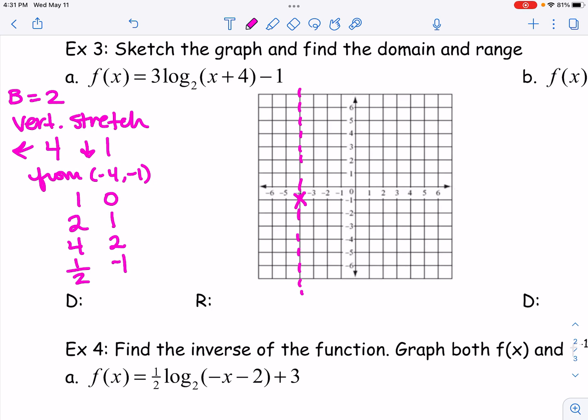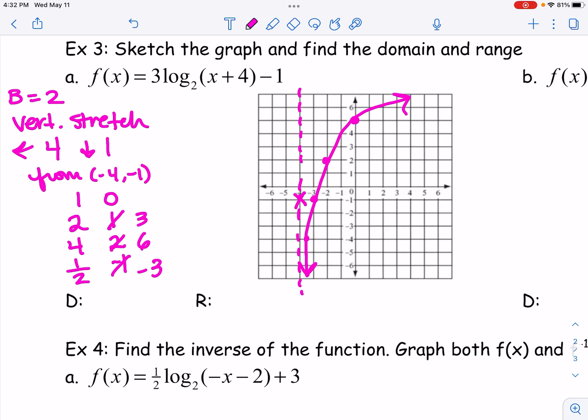Therefore, that y column, that second column, all those values are going to get multiplied by 3. So this is now 3, 6, and negative 3. So from x marks the spot, I'm going to go right 1 up 0. From x marks the spot, I'm going to go right 2 up 3. From x marks the spot, I can go right 4 up 6. From x marks the spot, I can go right a half down 3. And so when I connect those dots, I do get that log graph.